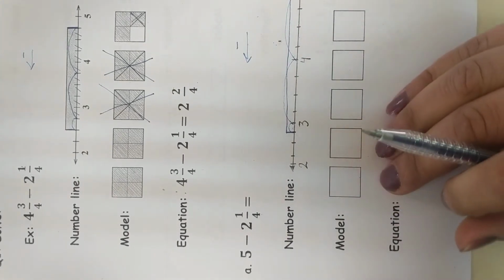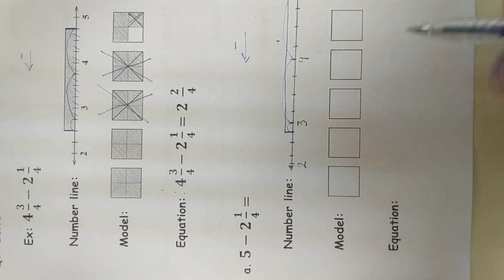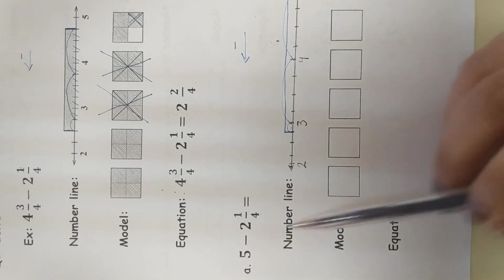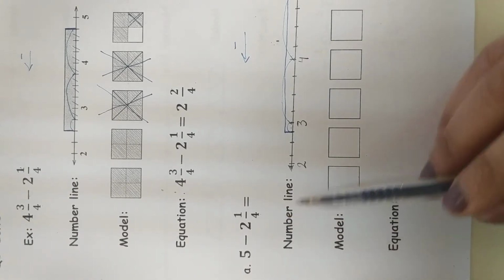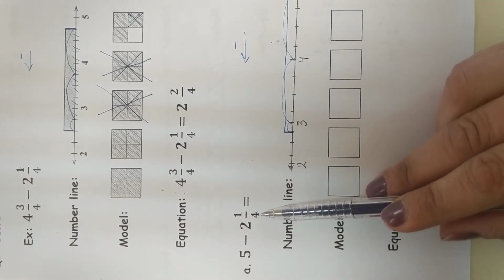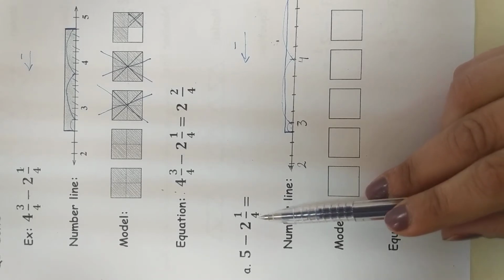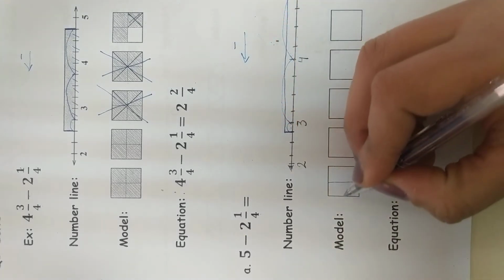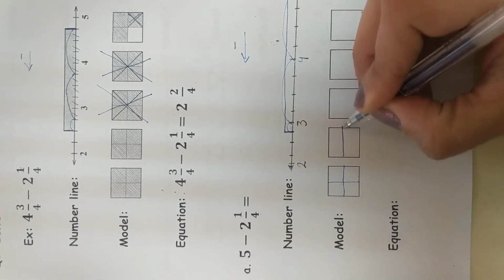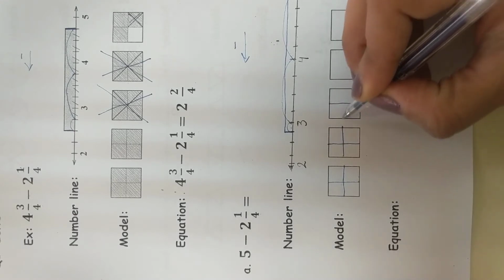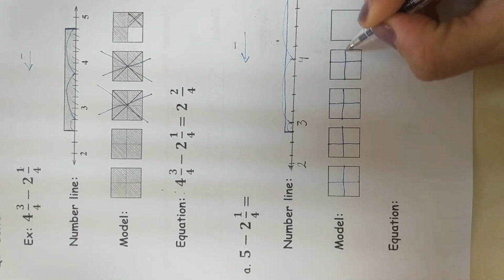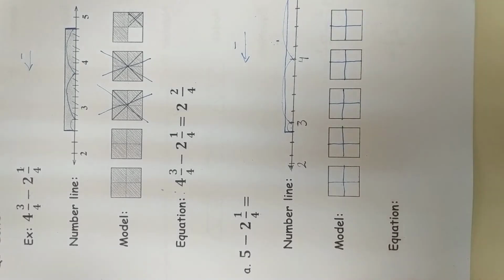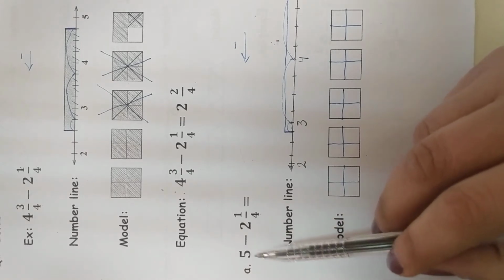Okay, let's do the model. I have here 1, 2, 3, 4, 5 squares, as here 5. But I must divide them into 4 parts according to the denominator. The denominator is 4, so I have divided every one into 4. Now we can shade and see how we can solve this.